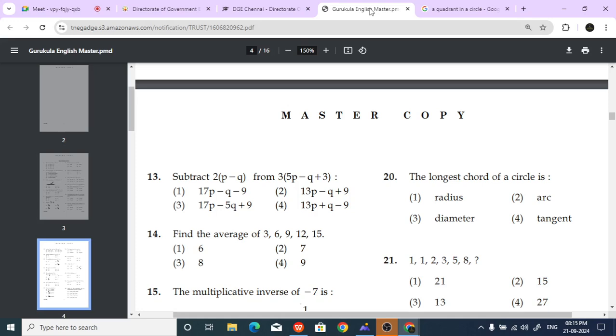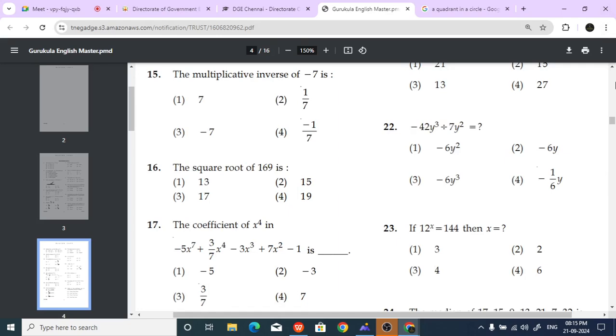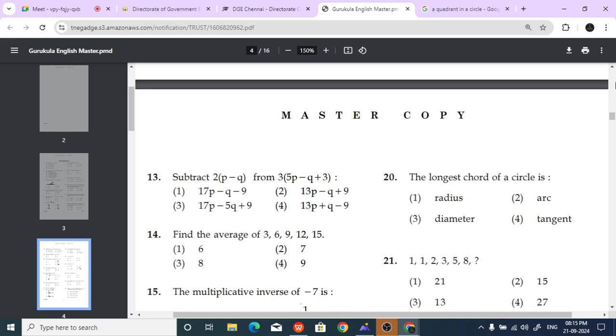Okay? Right. Then question number 21, we'll see. 1, 1, 2, 3, 5, 8. What is the next number? 13. How did you get 13? Adding the last number and the previous number. Correct. 5 plus 8, 13. Very good. Fantastic. I think you are all very good.